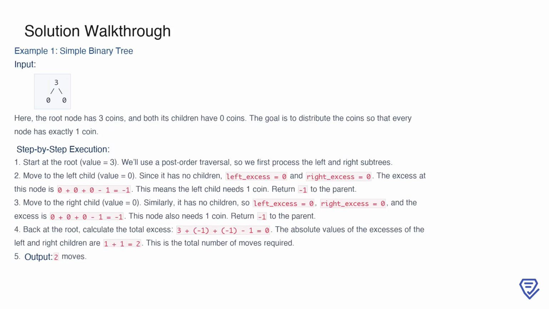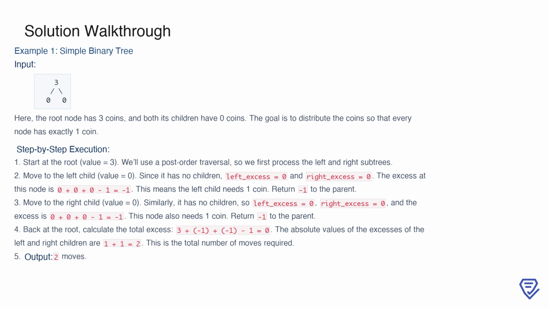In this example, we have a simple binary tree where the root node has 3 coins, and both of its children have 0 coins. The goal is to distribute these coins such that every node ends up with exactly 1 coin. To achieve this, we use a post-order traversal, starting from the root and then processing the left and right subtrees. First, we move to the left child, which has a value of 0.